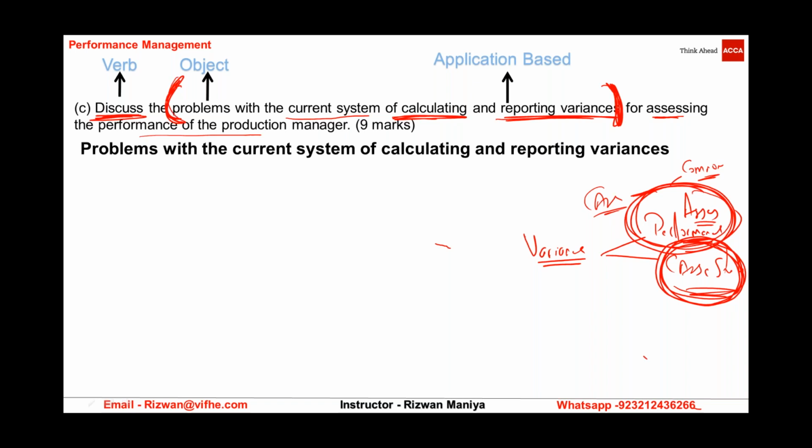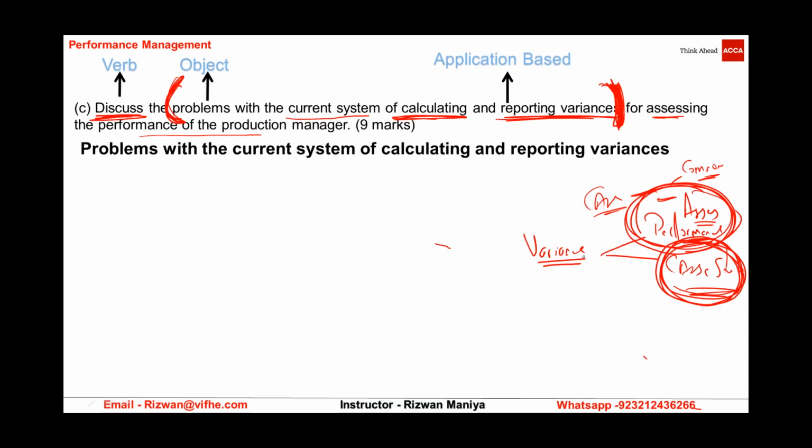This question is a special case, a special requirement of the examiner, where the examiner is asking not to discuss the performance of the manager, rather tell about the problems for the calculation and reporting of variances that are used for assessing the performance. I hope you are getting my point, what I am trying to emphasize. Are you getting it? So this is the common requirement of the examiner.